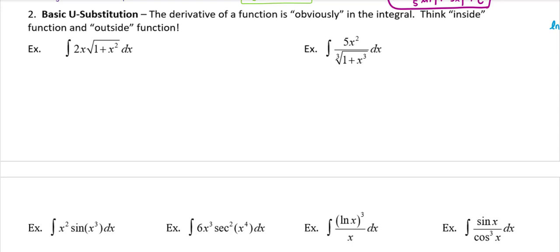So let's get started. If I see a composition of functions, so by that I mean if I see a function like 1 plus x squared as a quantity inside of another function, so inside of the square root, when I'm trying to anti-differentiate that, I would just try U substitution first.